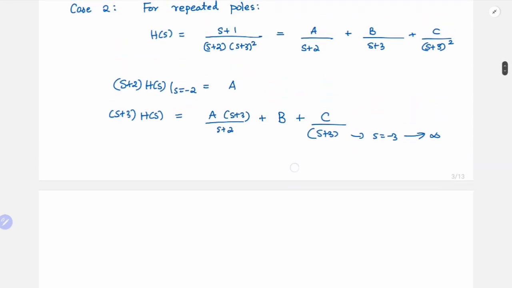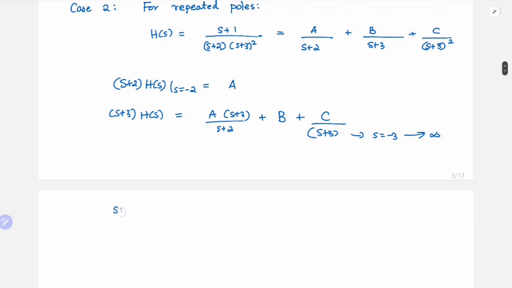So first we'll see how to find C. C is easy. You just multiply s plus 3 whole square into H of s. Now B will also have the s plus 3 term, and you can just substitute s equal to minus 3. This is straightforward to find C.